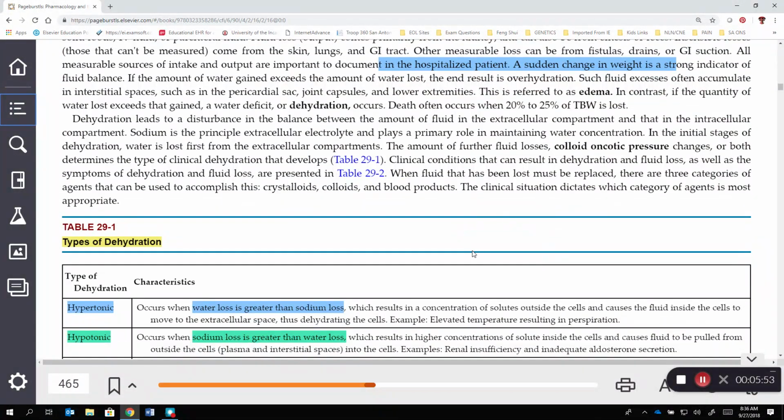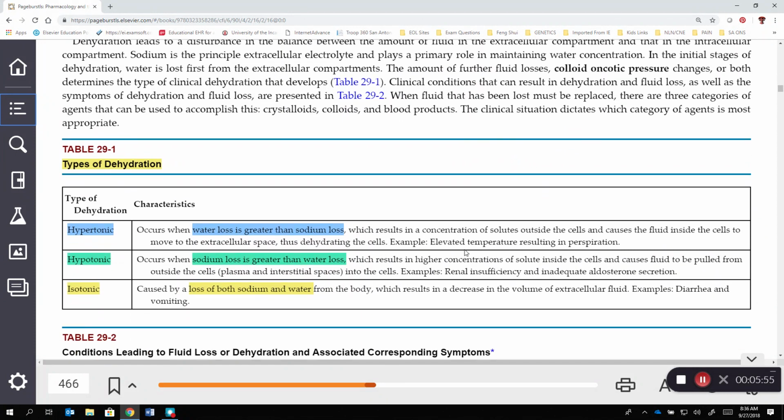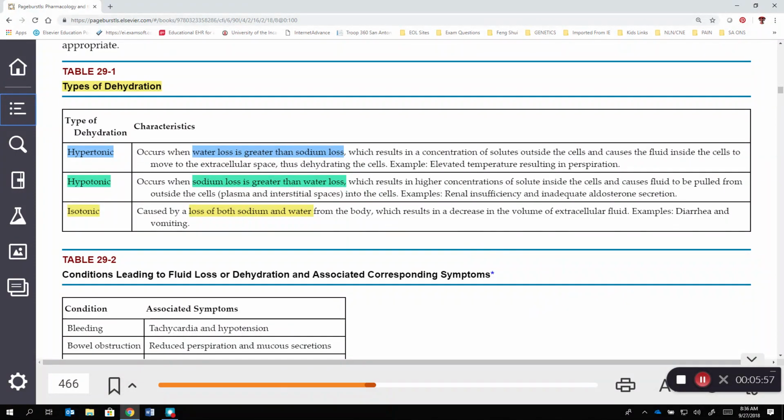Let's come on down. Most of the rest is a review of your pathophys. So here are different types of dehydration that can occur in our patients: hypertonic dehydration, hypotonic, or isotonic.